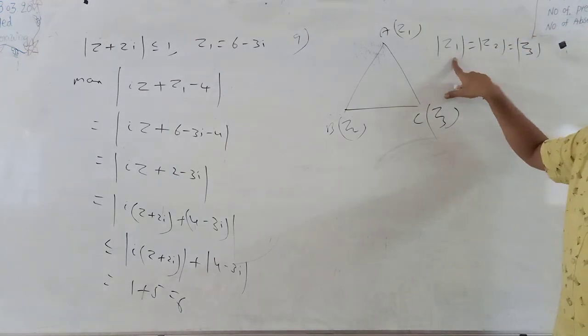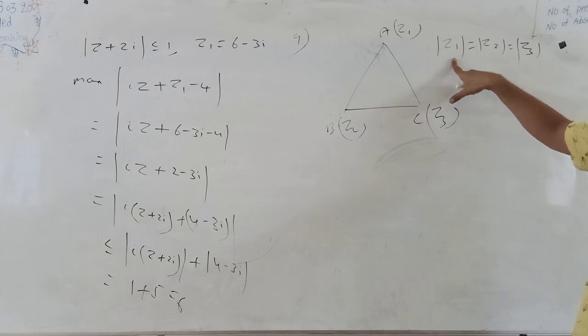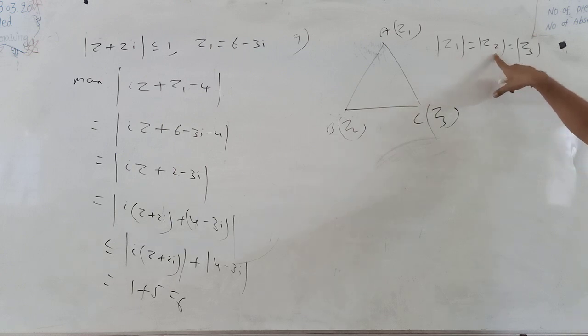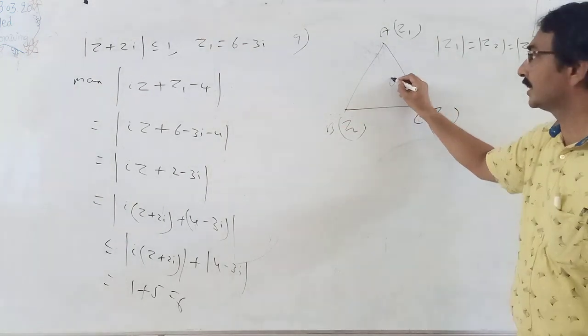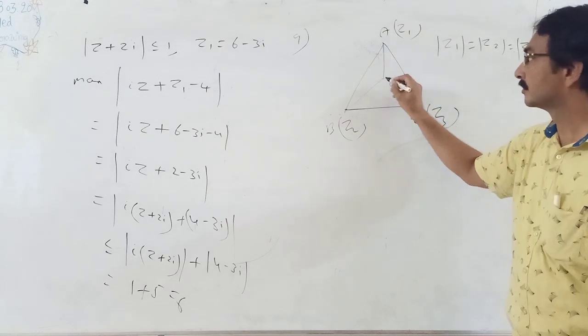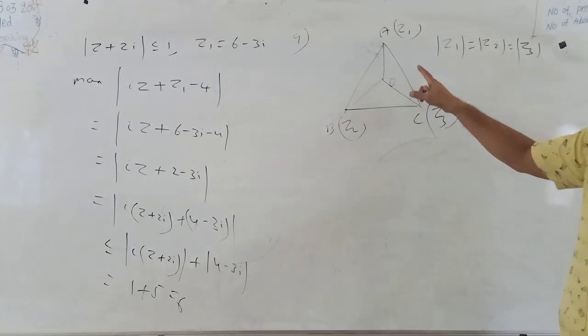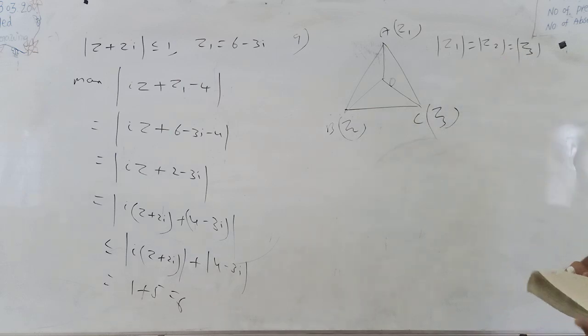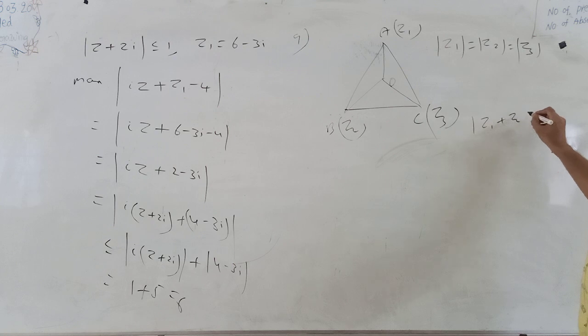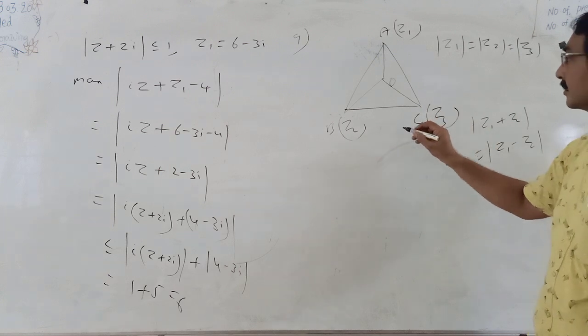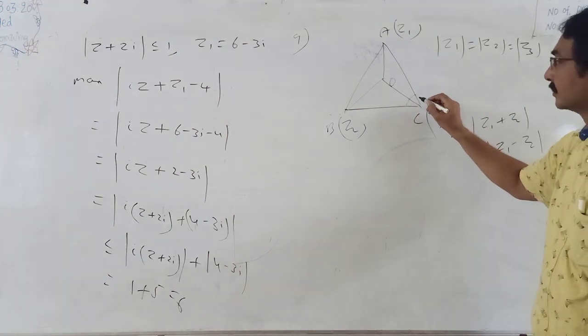Geometrically, mod z1 means distance from origin to z1, distance from origin to z2, distance from origin to z3. So vertices of the triangle are equidistant from origin means that point is clearly circumcenter. So indirectly circumcenter of the triangle is origin. And also given that modulus of z1 plus z2 equal to modulus of z1 minus z2. Then angle C is required. So this is required.